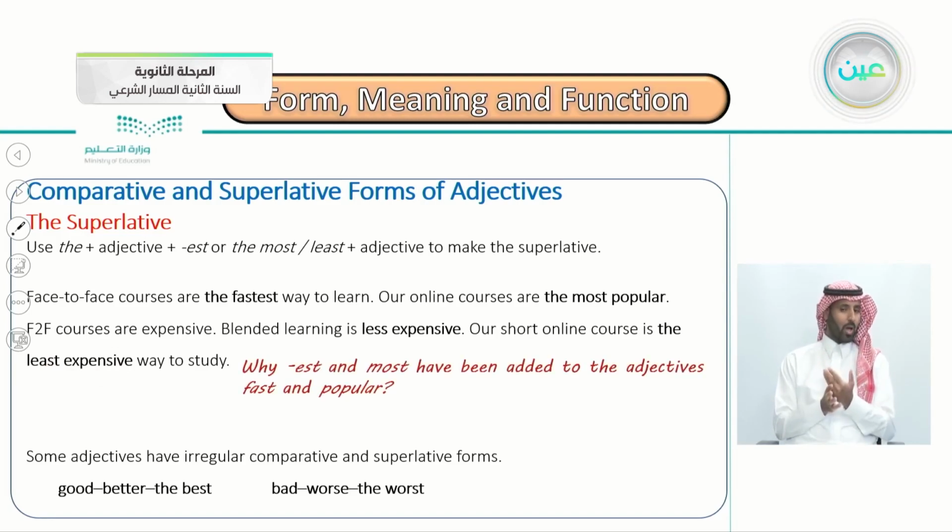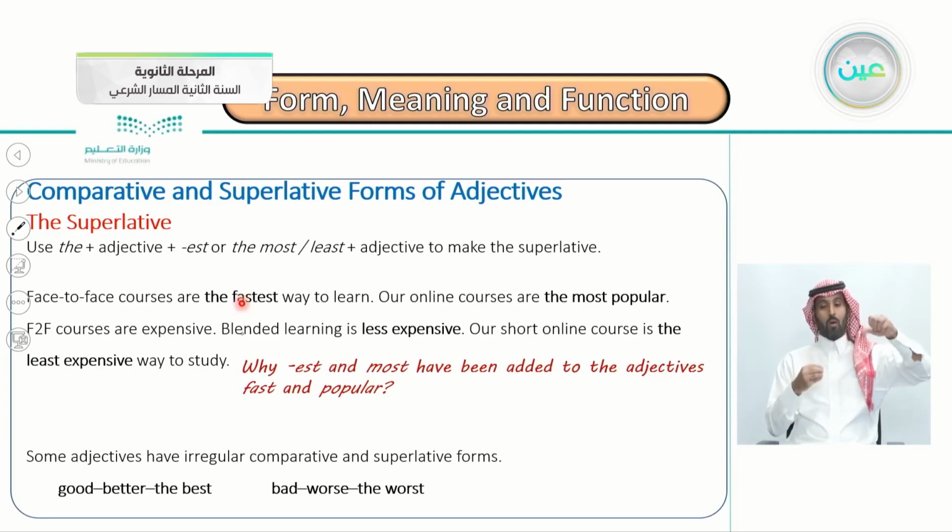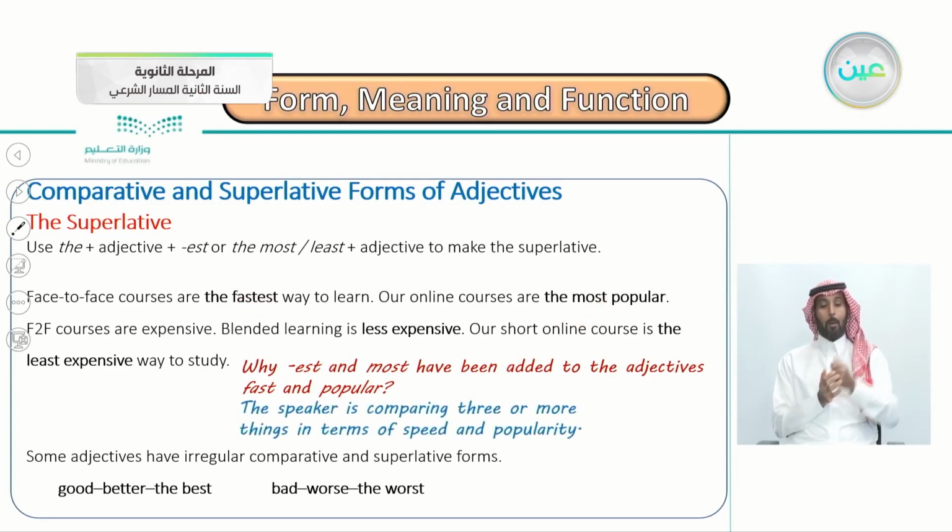Why have est and most been added to the adjectives fast and popular? So to the adjective fast, we added est, and to the adjective popular, we added the word most. Again, the speaker is comparing three or more things in terms of speed and popularity.